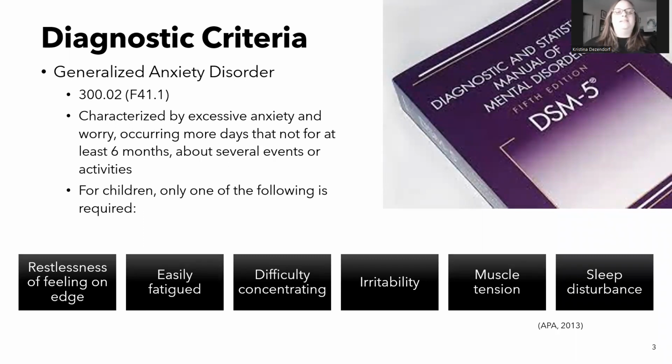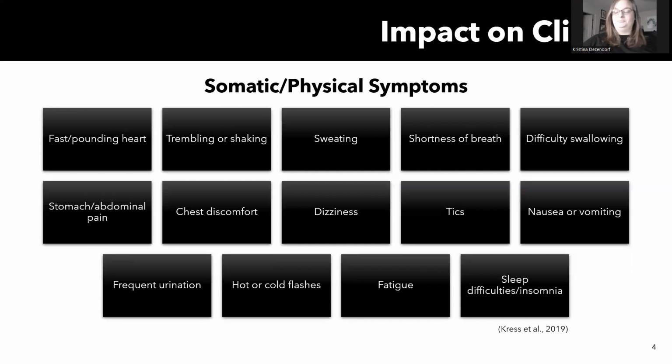So first, generalized anxiety disorder is in the DSM with the code 300.02 F41.1. It's characterized by excessive anxiety and worry, occurring more days than not for at least 6 months. It's about several events or activities. It's not just about going to school. It's not just about going to grandma's. It's about several things. For children, one of the following is also required. So restlessness or feeling on edge, easily fatigued, difficulty concentrating, irritability, muscle tension, or a sleep disturbance. So one of those is required.